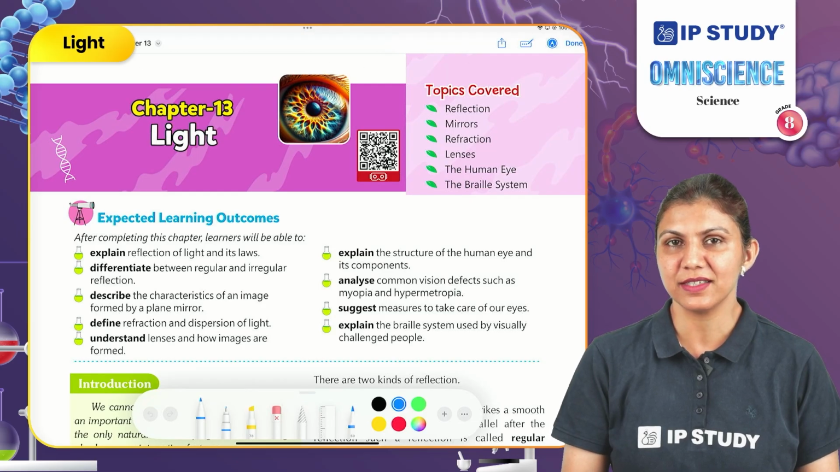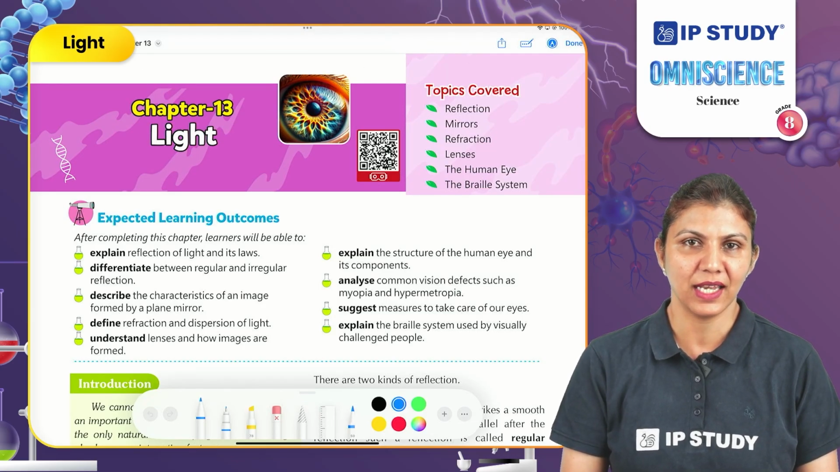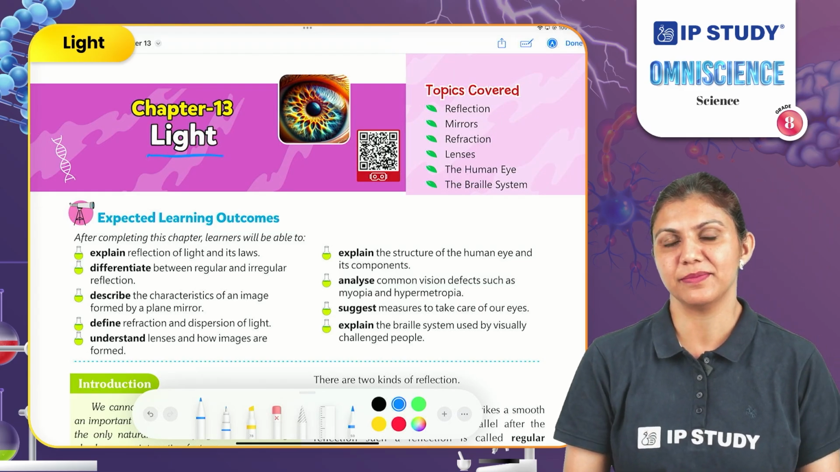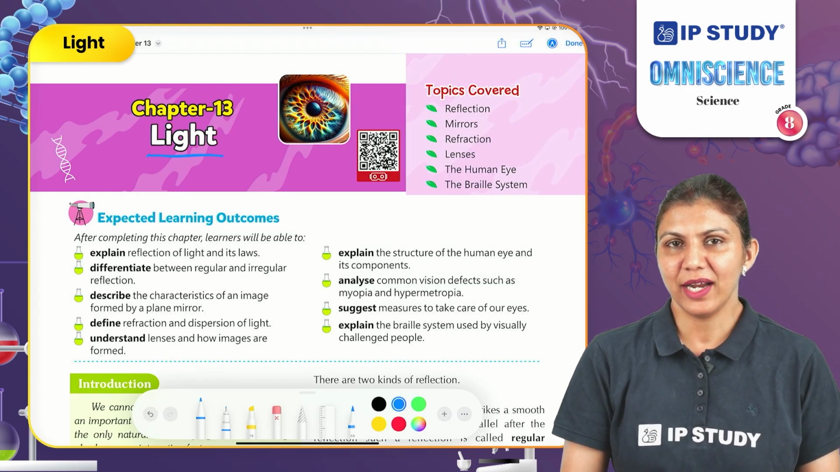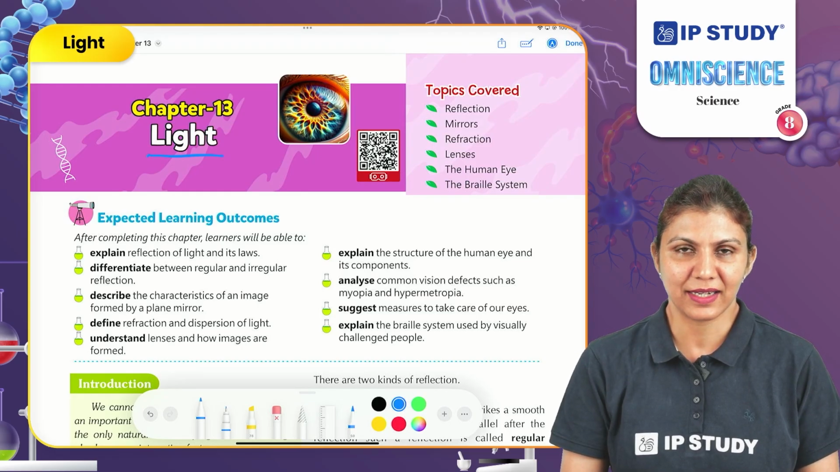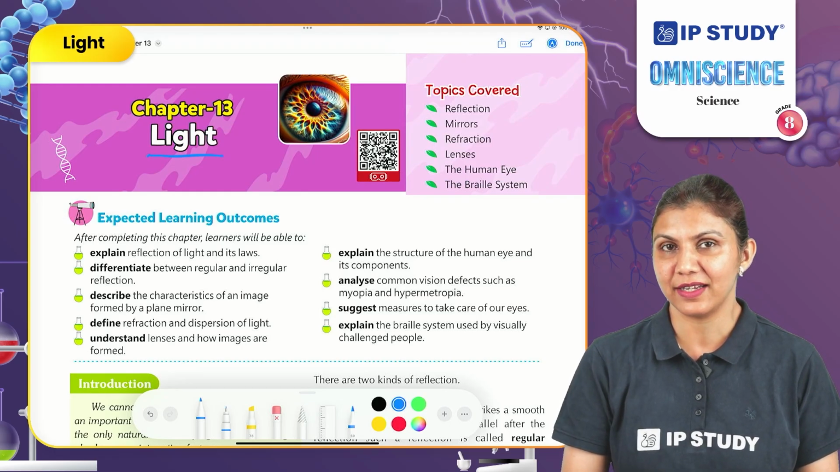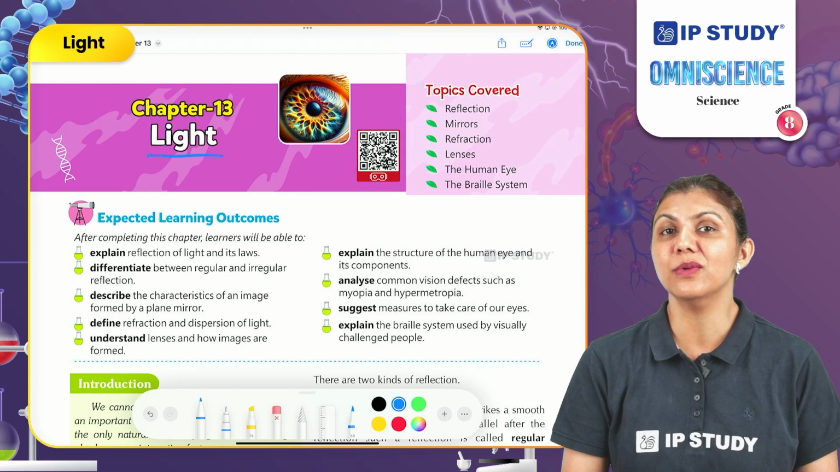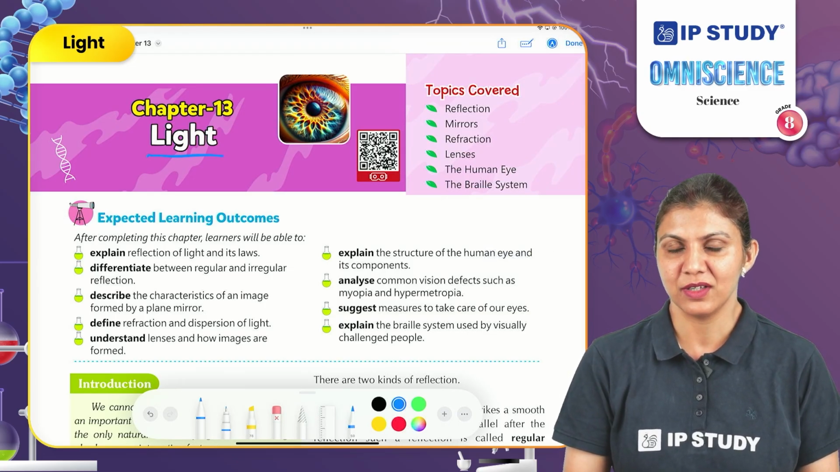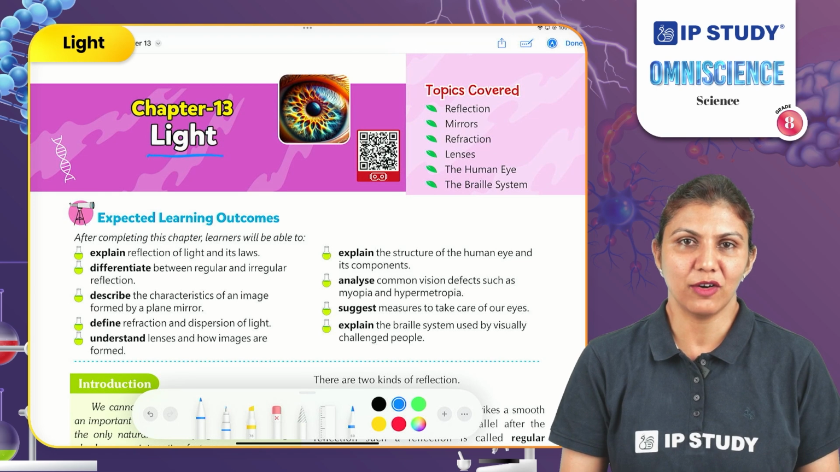Today we will discuss grade 8 science chapter light. So what do you know about light? If you enter a dark room where no electrical device which can emit light is there to eliminate the darkness, are you able to see any object in that dark room? No.